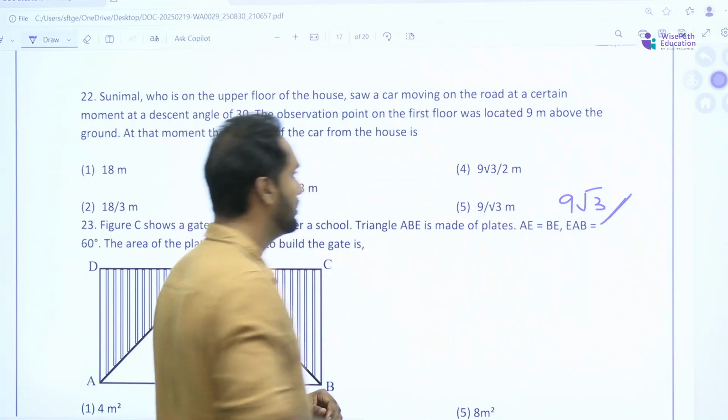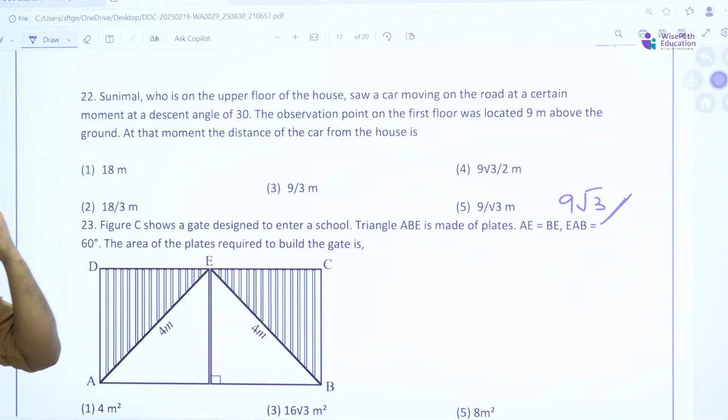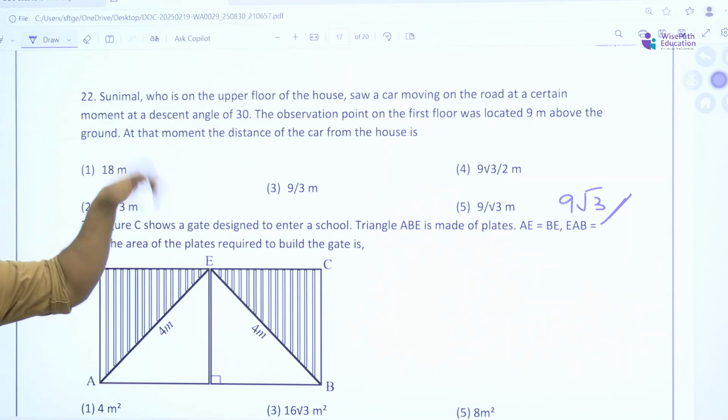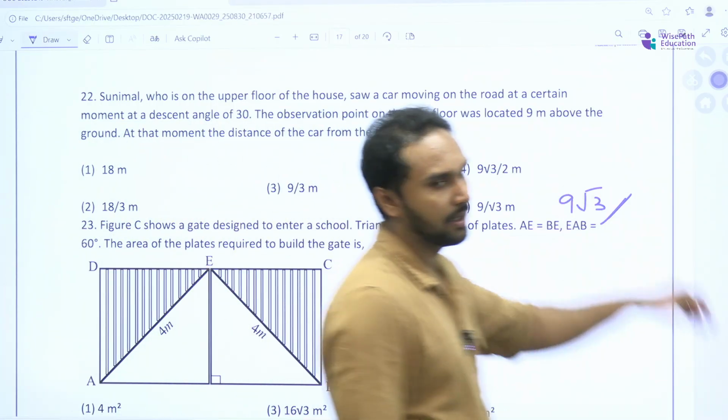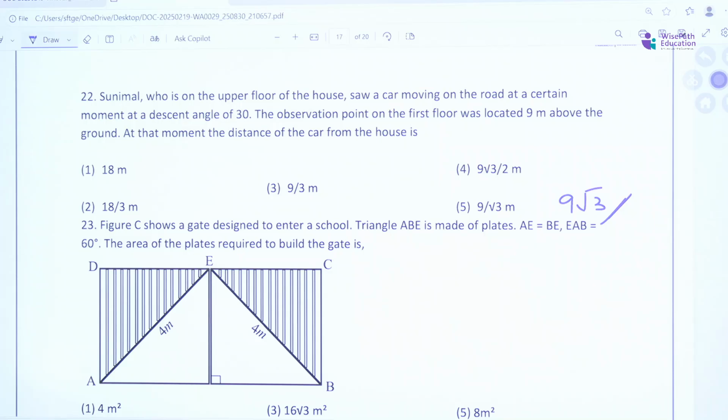You can't convert this into any of the answers here, can you? Divide by root 3, multiply by root 3, that will make it 27 over root 3. No, 27 root 3 is also there. Square it, multiply it and square root it. That will be 81 into 3, which is 243. The root is not there, right? So the answer is 9 root 3, not any of the answers here.